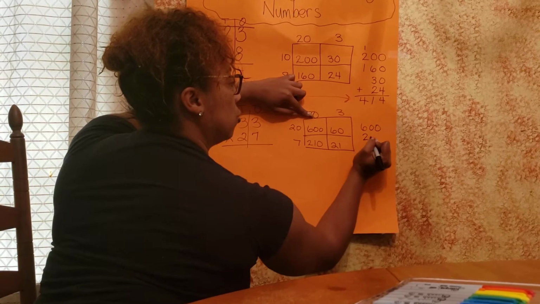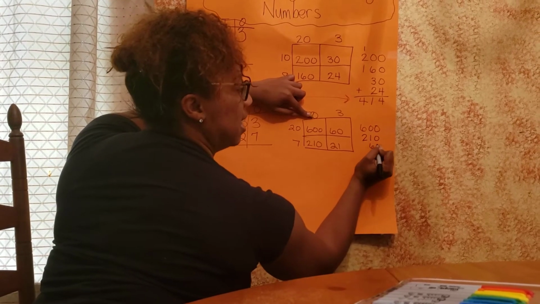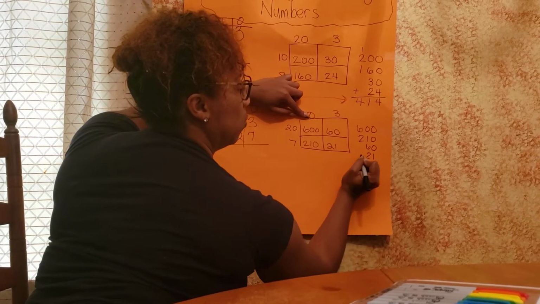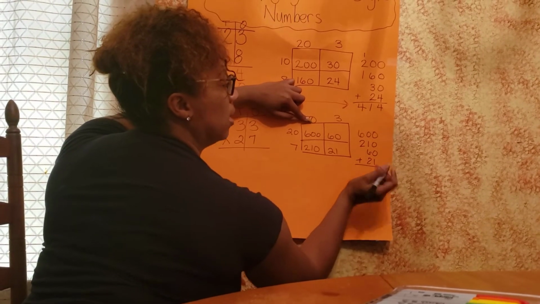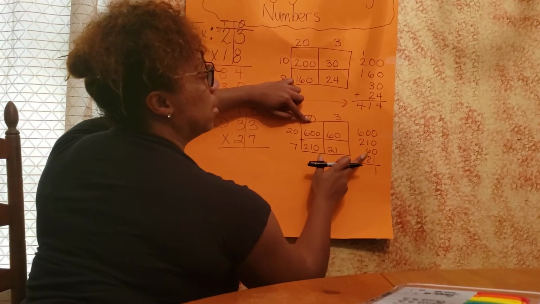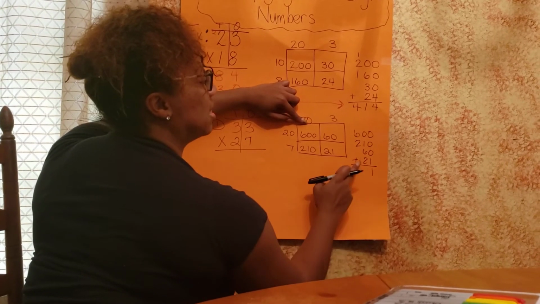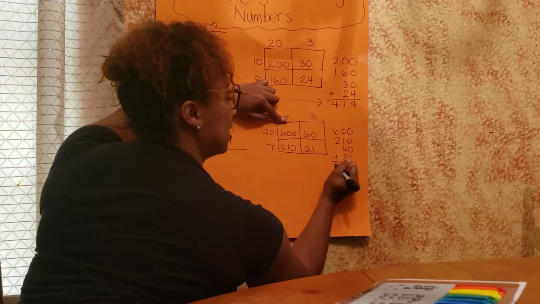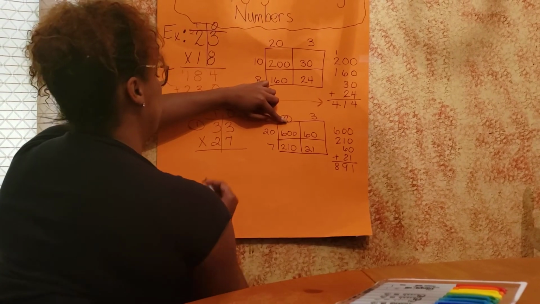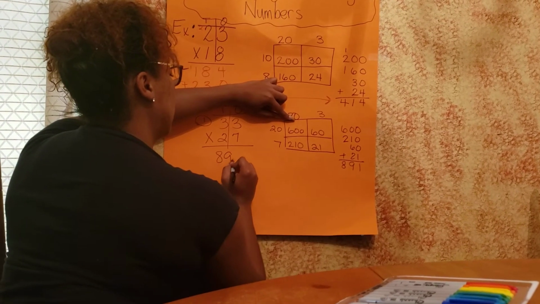600, 210, 60, 21. 0 plus 0 plus 0 plus 1 is 1. 0 plus 1 is 1. Plus 6 is 7. 7 plus 2 is 9. 6 plus 2 is 8. So my answer would be 891.